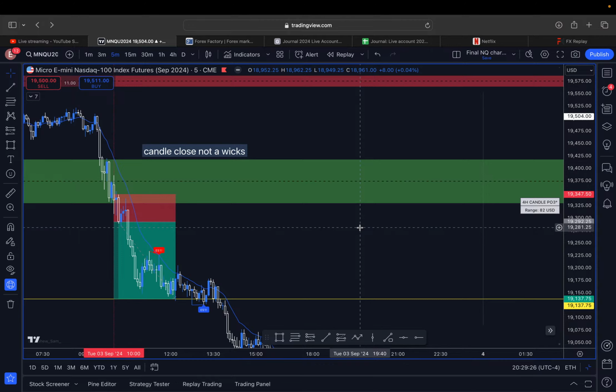ES is the S&P 500 futures. NQ is the NASDAQ, if that makes sense. Which is QQQ and SPY stocks. So do with that what you will.